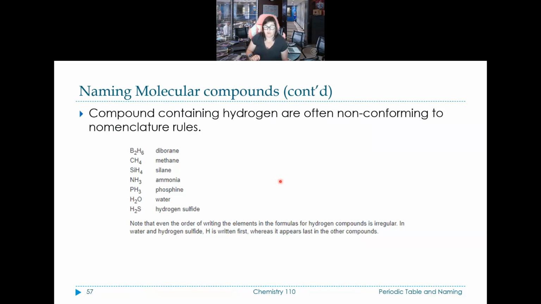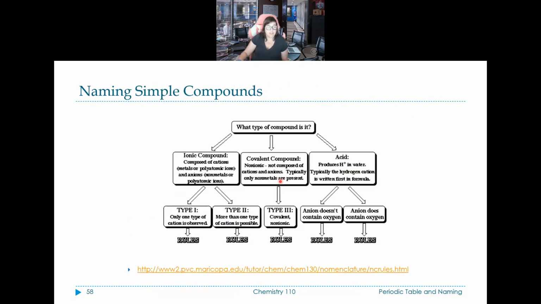Now, I like flowcharts. So here's a flowchart. I took this from a place I used to work. So what kind of compound is it? Is it ionic? Then it's composed of cations, metals or polyatomic ions, and anions, nonmetals or polyatomic ions. If it's type 1, then only one type of cation is observed, and we name it based on the name of the cation, then the name of the anion with the -ide. Type 2, more than one type of cation is possible. Then we need the Roman numerals to indicate what the charge is on our cation.